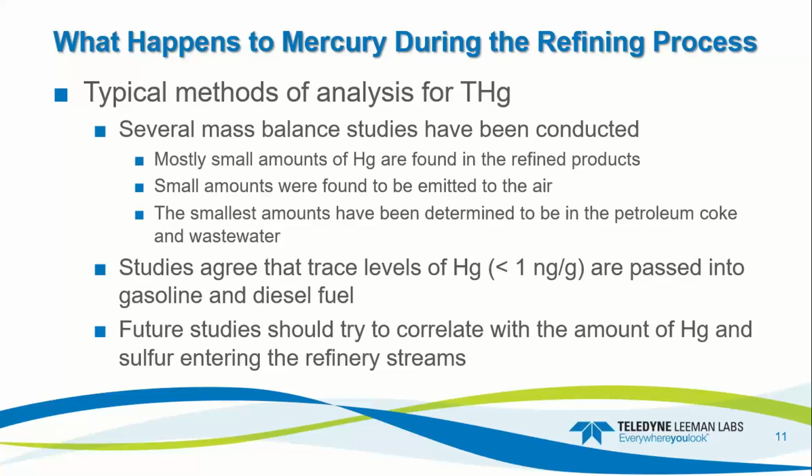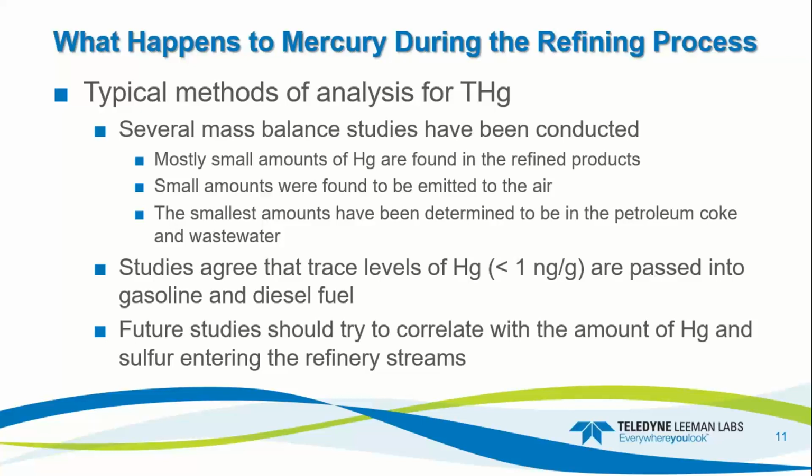Several mass balance studies have been conducted using these methods. Mostly small amounts of mercury are found in the refined products. Small amounts can also be found in the air emitted from the systems, and the smallest amounts are found in the petroleum coke. Studies agree that trace levels of mercury, typically less than 1 ppb, nanograms per gram, are passed into the gasoline and/or diesel fuel within the fractions in the refining process.